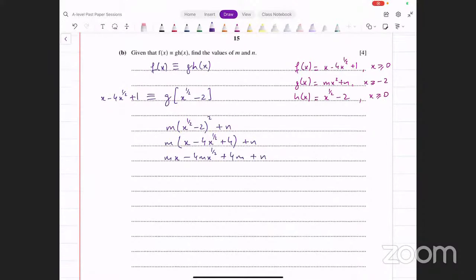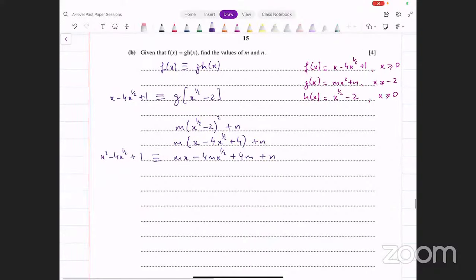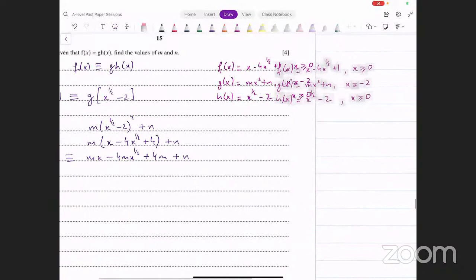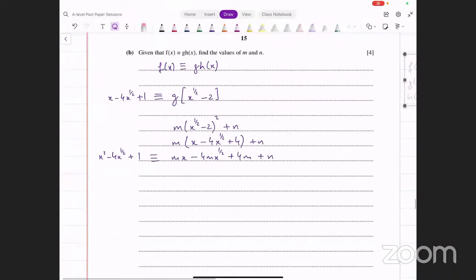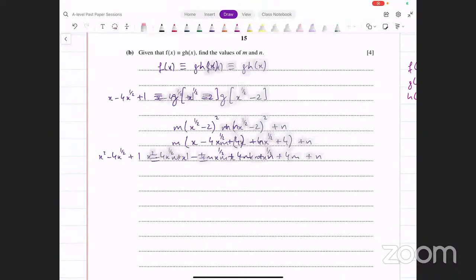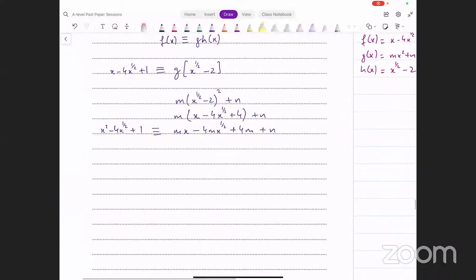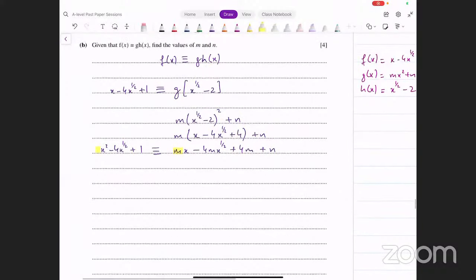Now, what do I have? On the right side, I've got this. On the left side, I've got x squared minus 4x raised to power 1 over 2 plus 1. Now what I can do is, I can compare both sides. जो लेफ्ट साइड पे x का कोएफिशिएंट है, वो राइट साइड पे x के कोएफिशिएंट के इक्वल होना चाहिए. अच्छा सॉरी मैंने गलत लिख दिया यहाँ पे, x स्क्वायर नहीं था, it was only x. लेफ्ट साइड पे इट्स बेसिकली 1, राइट.